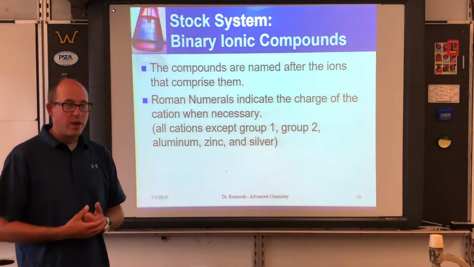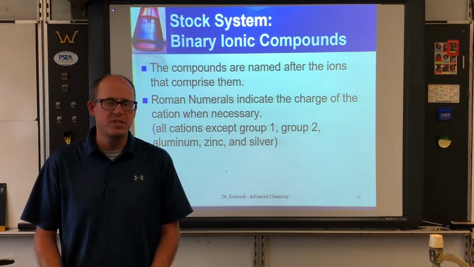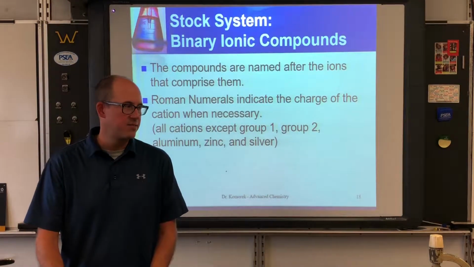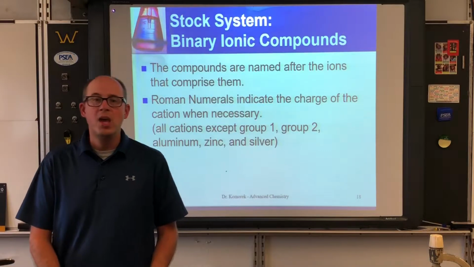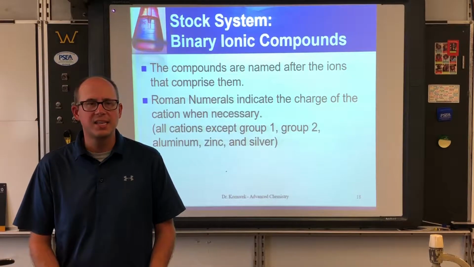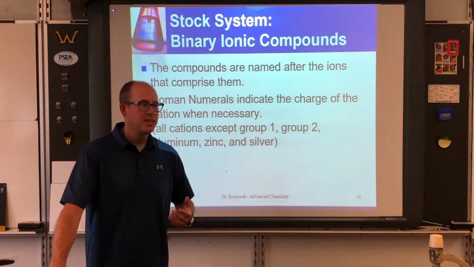Now, when naming a compound, all we need to know are the names of the 2 ions involved. We just put together the names of the 2 ions, and that gives us the name of the compound. Note: there are no prefixes. There's nothing to tell us how many of each element there is. And the reason why is because these are ions.